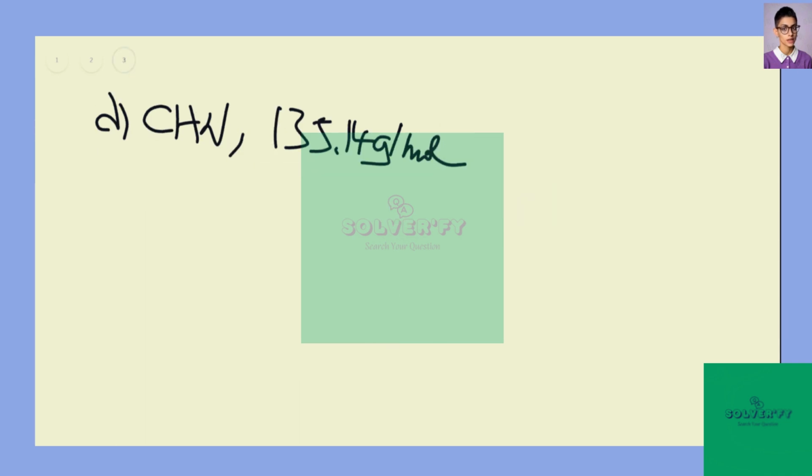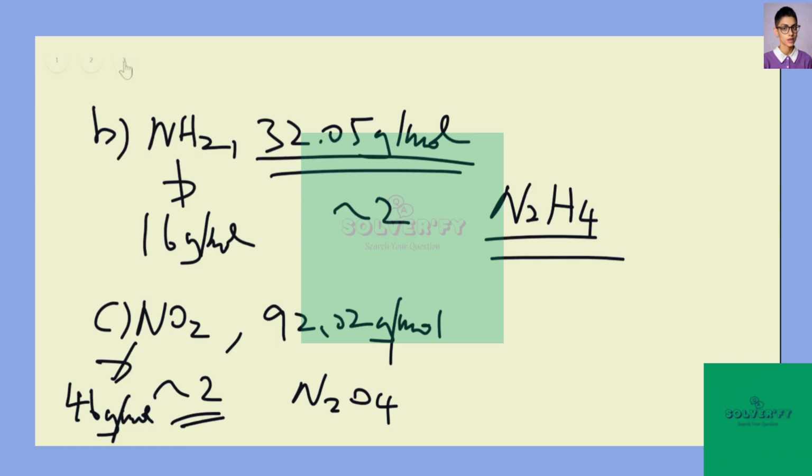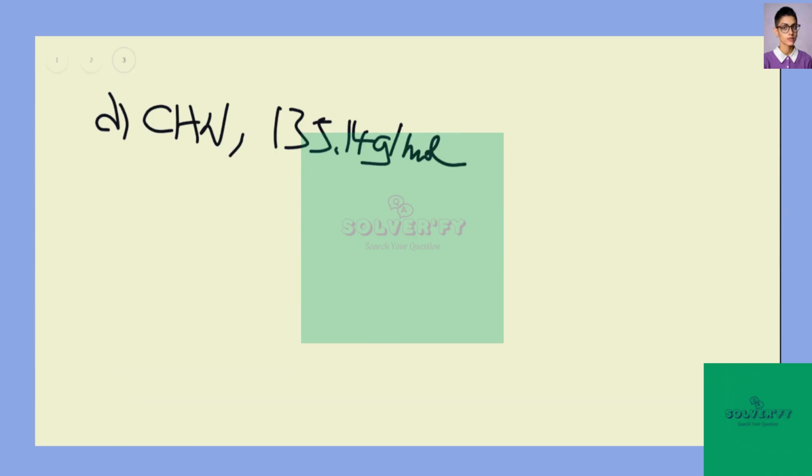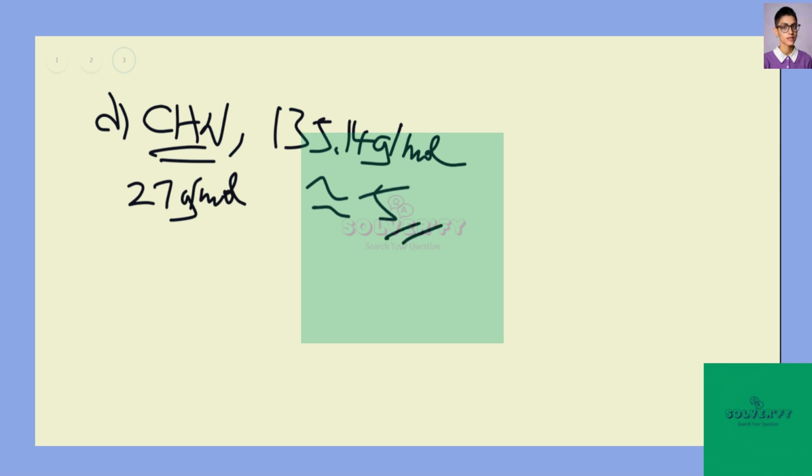Okay, so for part D, we just need to find the molar mass of the empirical formula. So we have C, H, and then nitrogen. So we have roughly around 27 gram per mole. And then the overall mass will be 135.14 divided by 27. So it will be roughly 5 times more than the empirical formula. So we have C5H5N5 for the molecular formula.